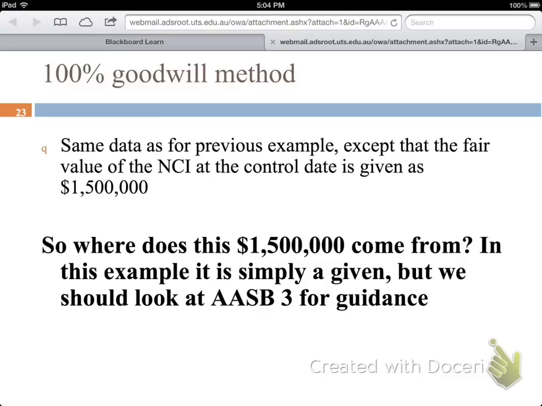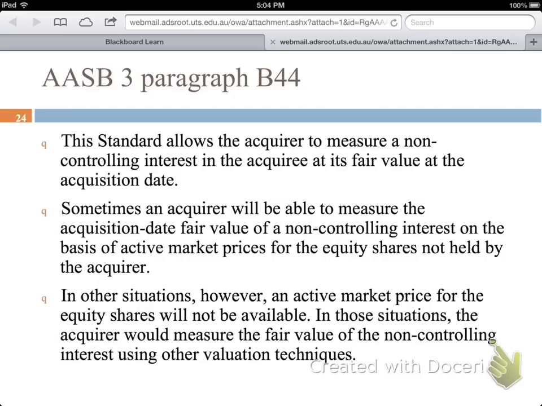So where does this 1.5 million come from? In this example, it's simply given, but in practice, what would you do? So you go back to AASB 3 for guidance. This standard allows the acquirer to measure a non-controlling interest in the acquiree at its fair value at the acquisition date.